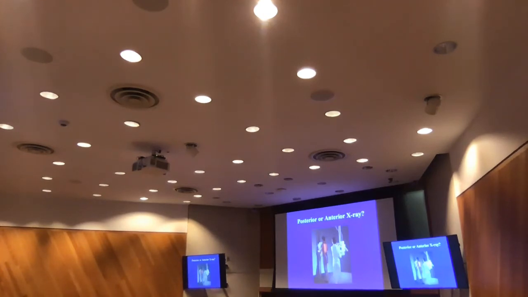This is the real way of doing a chest X-ray. You're going to be standing in front of a cassette, which captures the X-ray digitally, and the X-ray source is on the back, 6 feet behind it, 72 inches. This is called PA. Why is it called PA? The ray is coming from the back.